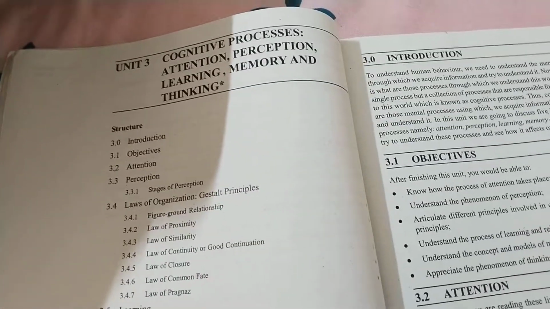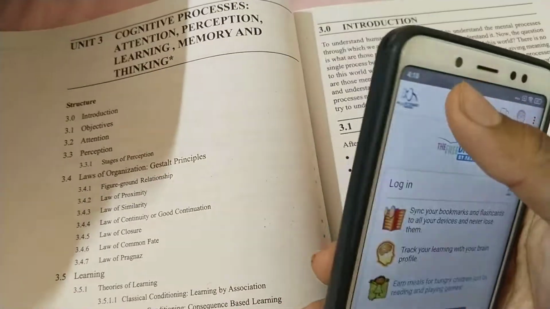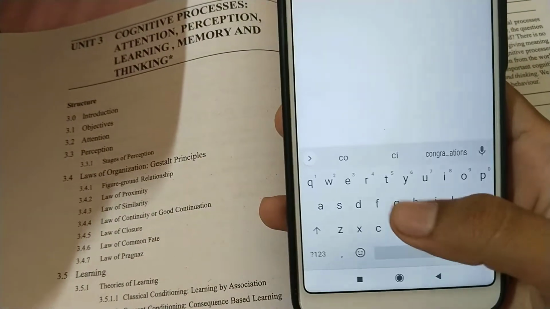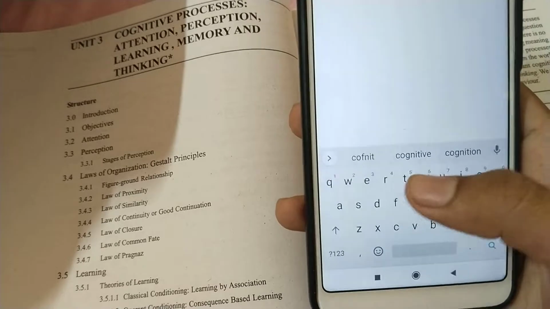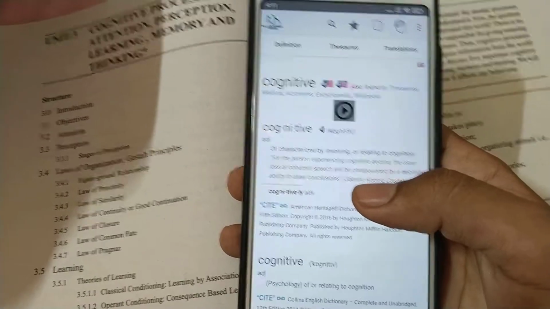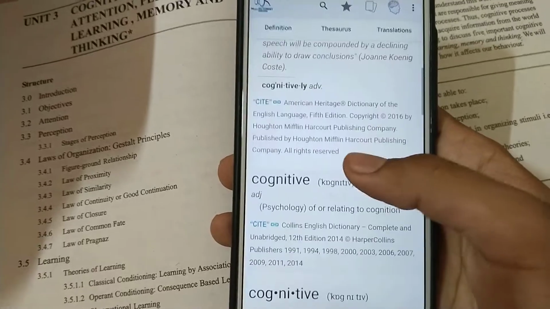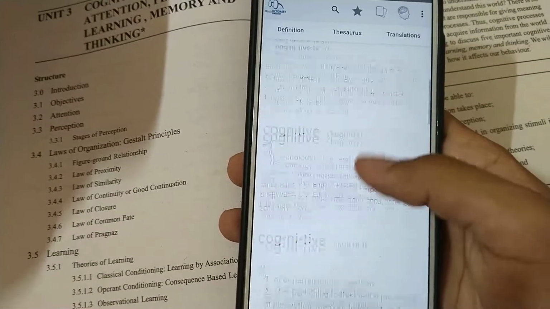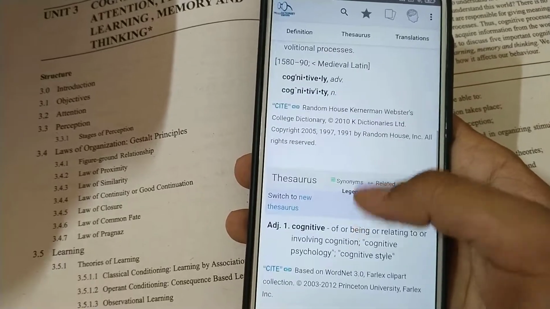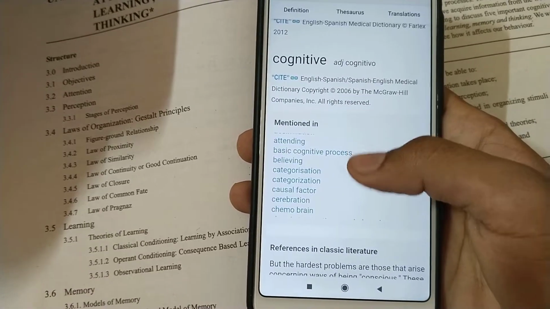Before you move on, I think it would be better to understand the meaning of cognitive. So let's search it up on the dictionary, as to what cognitive means. Here it is, cognitive: characterized by involving or relating to cognition. In psychology, cognitive is of or relating to cognition. So they're saying that cognitive is something related to cognition. Now definitely we'll need to understand the meaning of cognition.